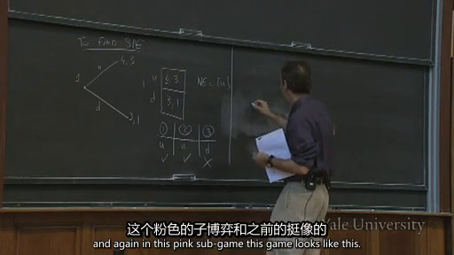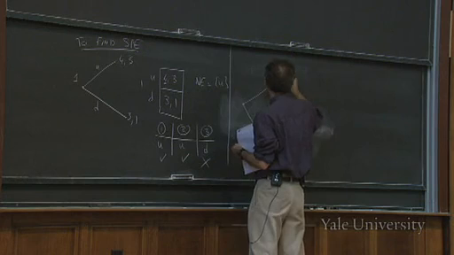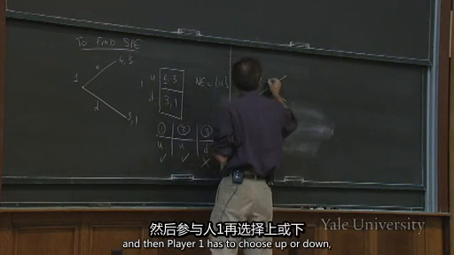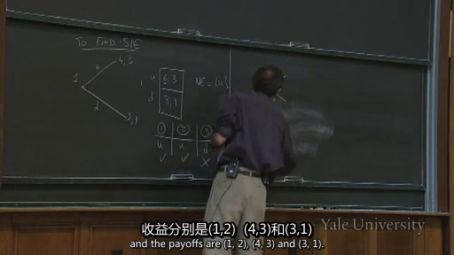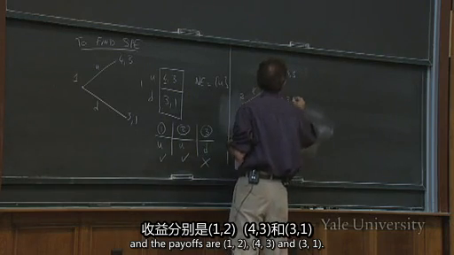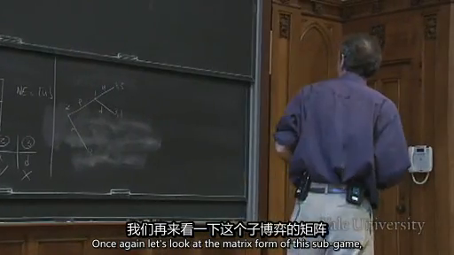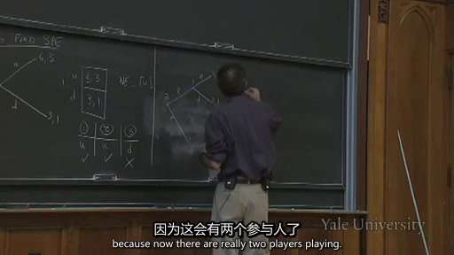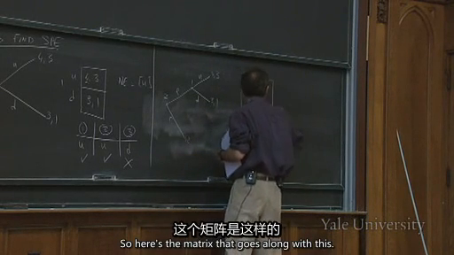All right, and again, in this pink subgame, this game looks like this. It starts with player 2 choosing between left and right, and then player 1 has to choose up or down, and the payoffs are 1, 2, 4, 3, and 3, 1. All right, once again, let's look at the matrix form of this subgame. And this is a little bit less trivial than the last one, because now there are really 2 players playing. So here's the matrix that goes along with this.